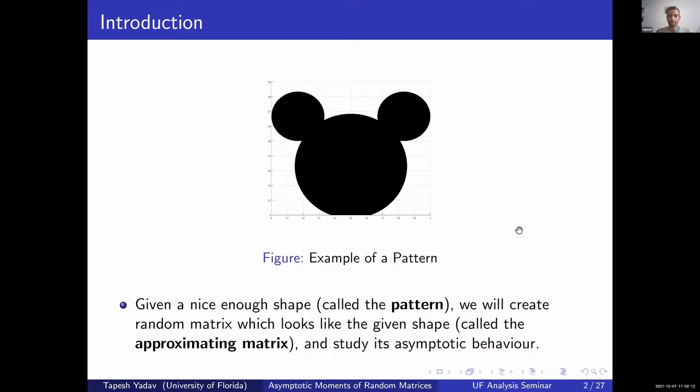Okay, so I have given you a shape, but I have not shown you what its matrix looks like and what its approximating matrix is. And in the title, the term that we mentioned, pattern random matrix, is the same as approximating matrix here. So these are the same things. Let's go over some examples.